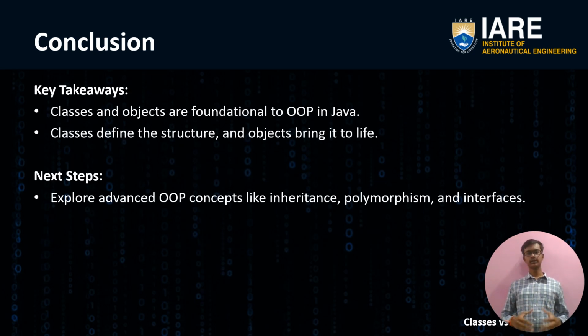Now let's come to the final conclusion. The key takeaway of this topic is that classes and objects are foundational to object-oriented programming, especially in a programming language like Java. And classes define the structure and objects bring that structure which we had defined in the class to life, which means objects bring the structures to life. And the next steps we can take are to explore more advanced object-oriented concepts like inheritance, polymorphism, interfaces, and many more.